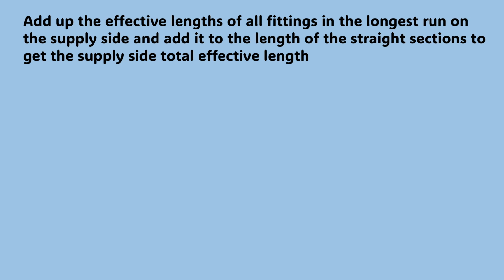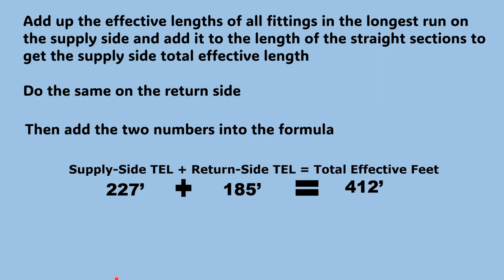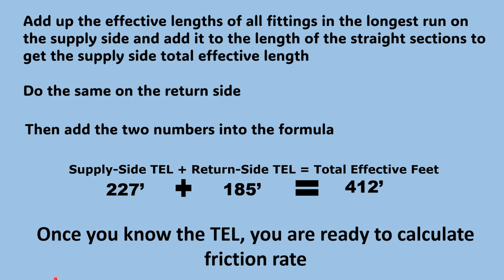Add up the effective lengths of all fittings in the longest run on the supply and add it to the length of straight sections to get the supply total effective length, and do the same on the return side. Then add the two numbers into the formula. Here you see we have, and this again is just a made up number, and you'll see why I made it up in a minute, we put these numbers on our form. So now you're ready to calculate the friction rate. And that's total equivalent length.